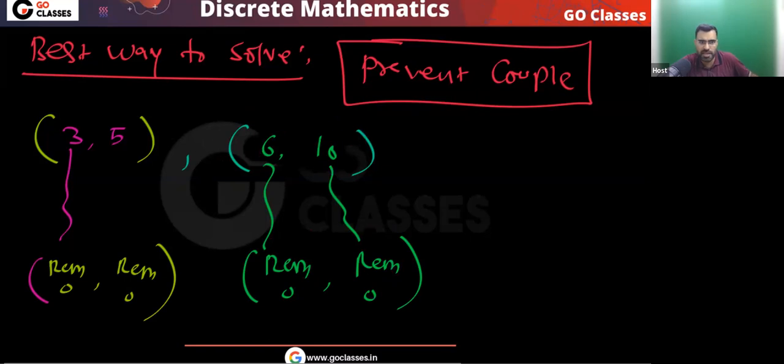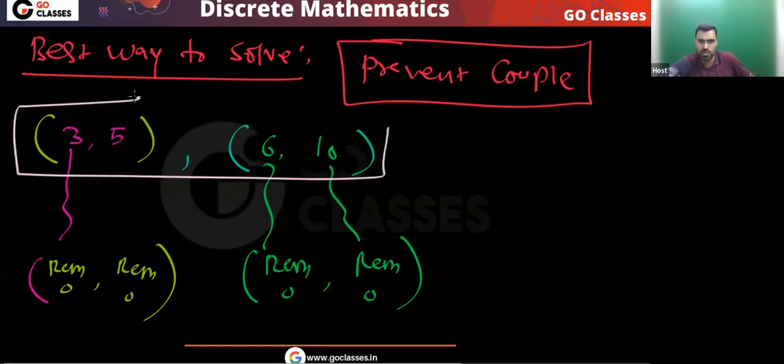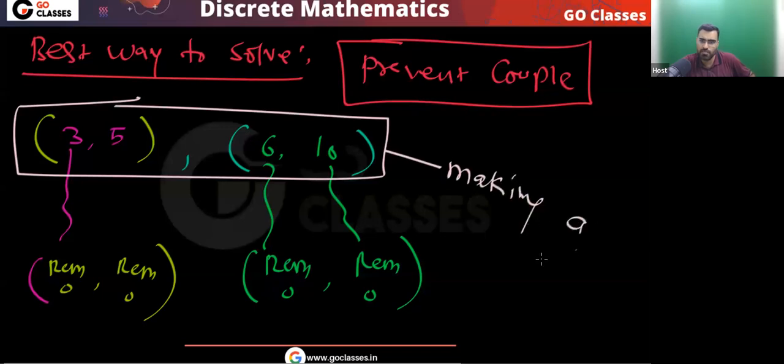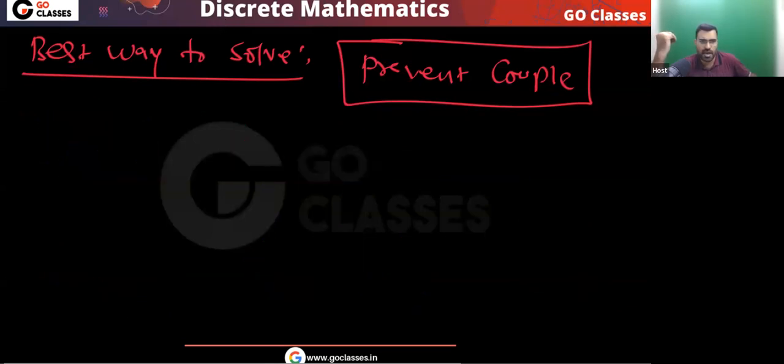So can you notice they are making a couple? Yes or no? They are making a couple, but we don't want a couple. So what I am saying is that the first number you are taking, take like this.